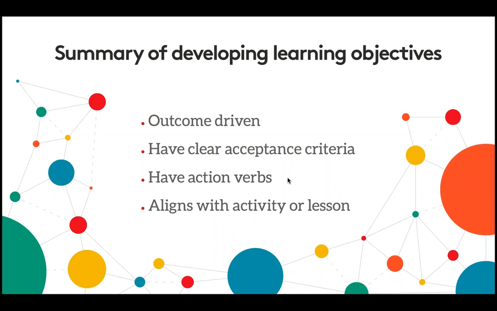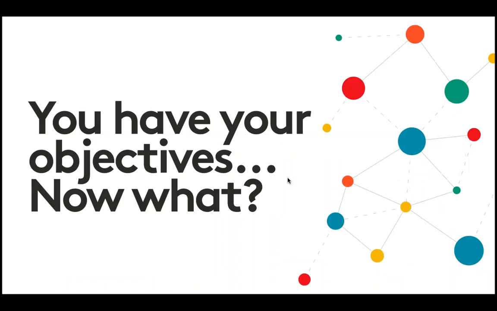And the main thing we're going to be talking about today is that it has to align with an activity or a lesson. So we can create learning objectives. They can be perfect for the course. If they are not covered in at least one way, typically multiple ways, then how are we going to know that a student has met that specific learning objective? So again, the idea of this is we have our objectives. Now, what are we going to do?